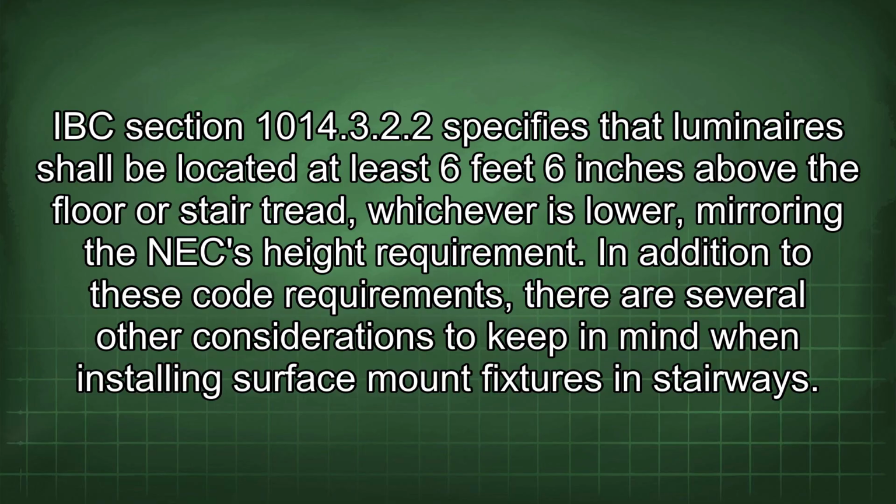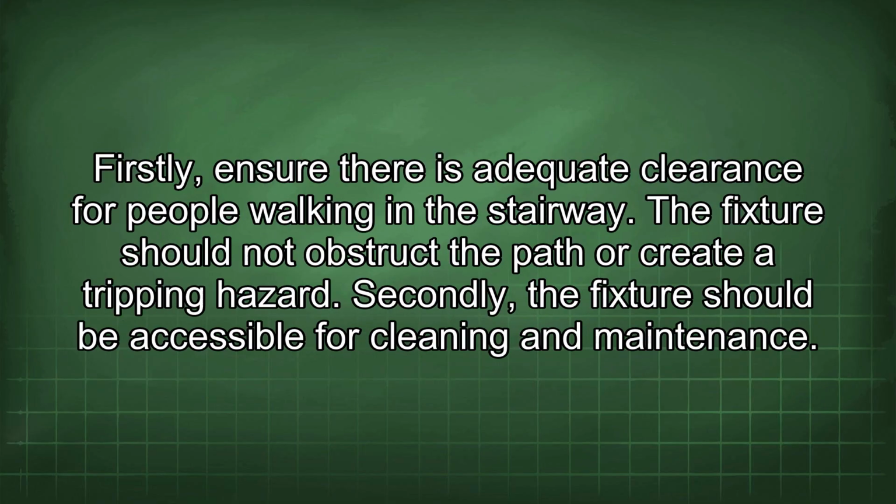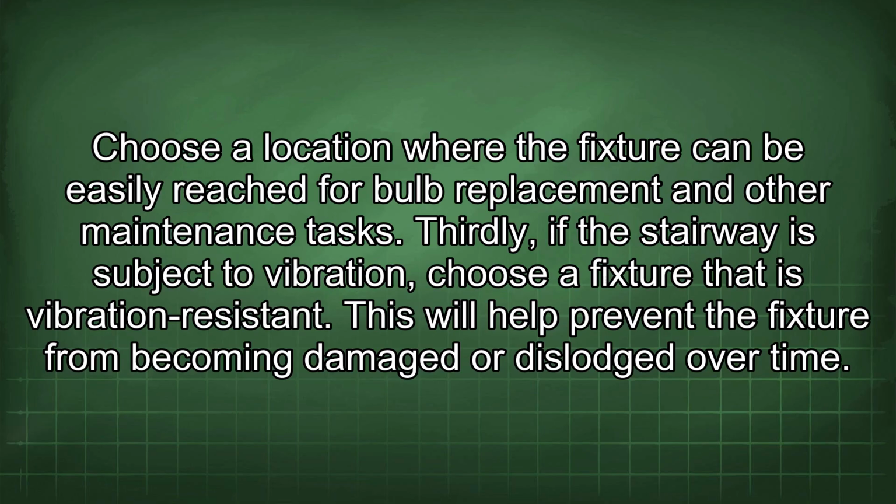In addition to these code requirements, there are several other considerations to keep in mind when installing surface mount fixtures in stairways. Firstly, ensure there is adequate clearance for people walking in the stairway. The fixture should not obstruct the path or create a tripping hazard. Secondly, the fixture should be accessible for cleaning and maintenance. Choose a location where the fixture can be easily reached for bulb replacement and other maintenance tasks.